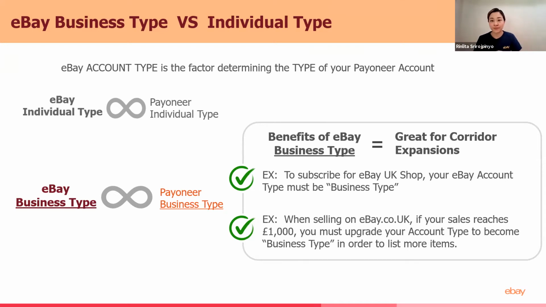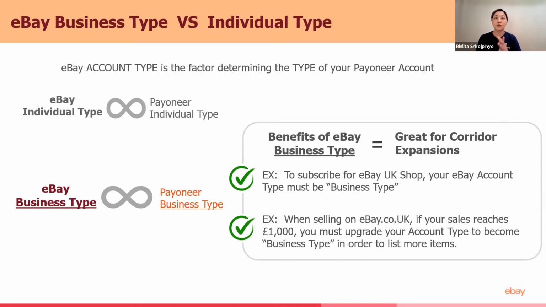That's point number 1. Example number 2 is when you sell on ebay.co.uk for some time, and then your sales have reached £1,000, for example. The site will require you to convert from individual or private type to business type. And if you don't convert to the business type, the site will not allow you to list more items. The only way to overcome this sales limit obstacle is to convert yourself from individual or private to the business type. Now, I hope that you understand the types on eBay.